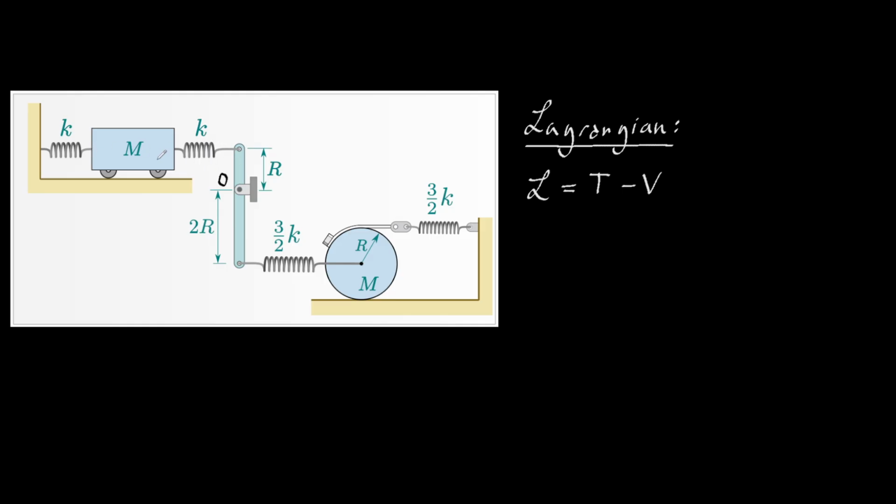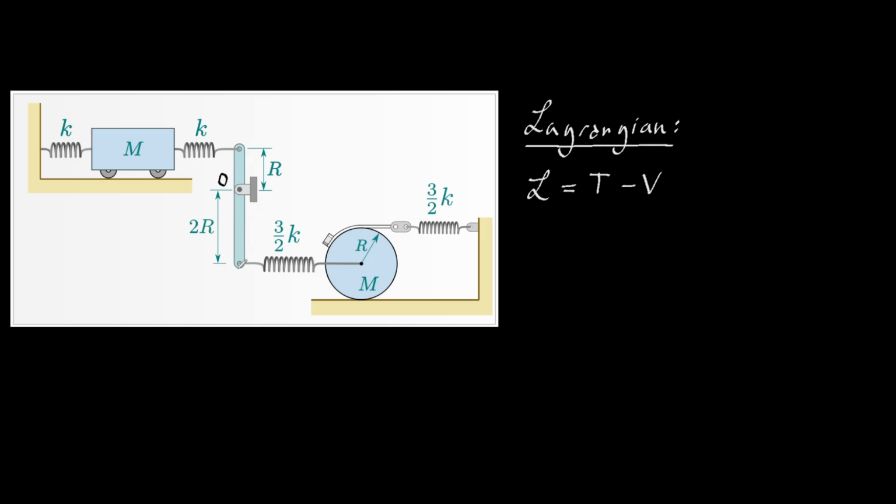A second spring connects this mass, this cart, with one of the extremes of a bar. This bar can rotate through point O, and also, very important, this is a massless bar. We will assume that the mass of this bar is very small, practically zero. This will be important later.